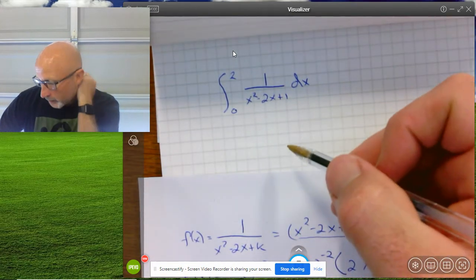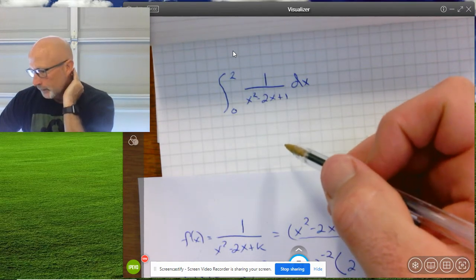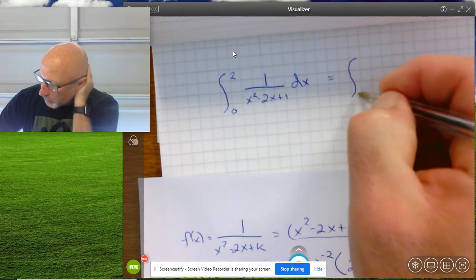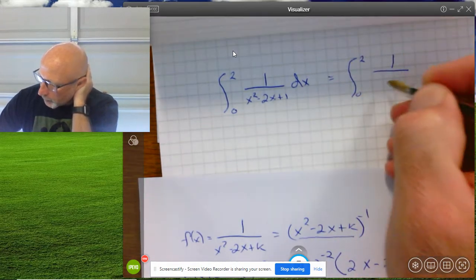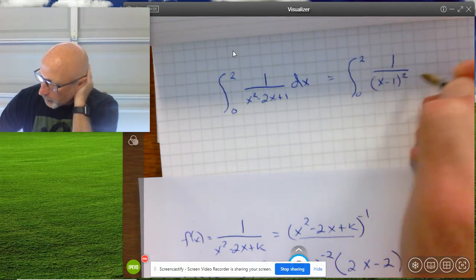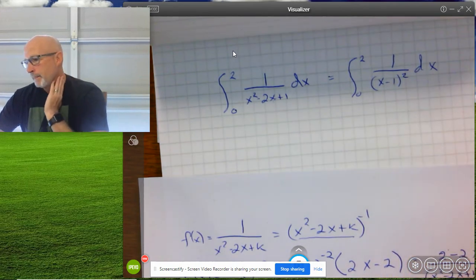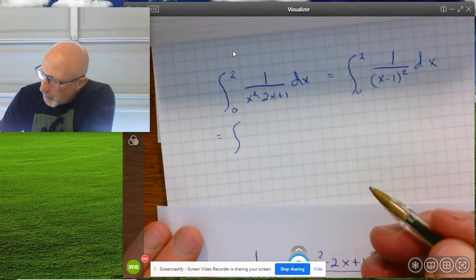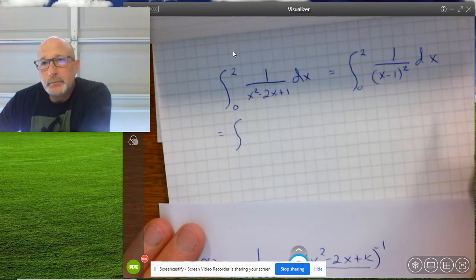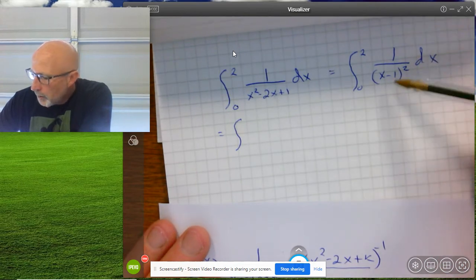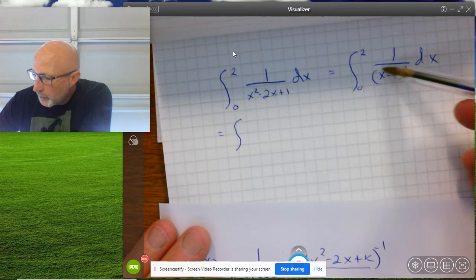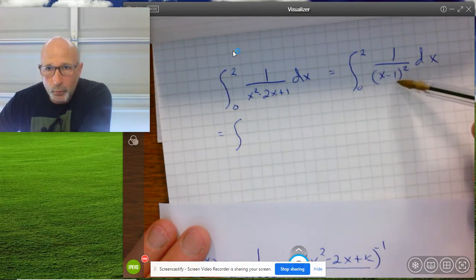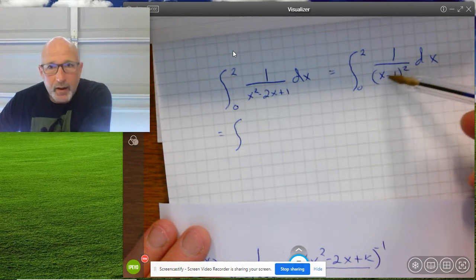So what do we notice here? So this is factorable. So this is the integral from 0 to 2 of 1 all over x minus 1 squared dx, which is equal to the integral. Now, here's where you have to be careful. What do you notice here about the value that you would plug in that would make this go away? Okay, it's 1, right? This is going to be 0, and you can't divide through by 0.